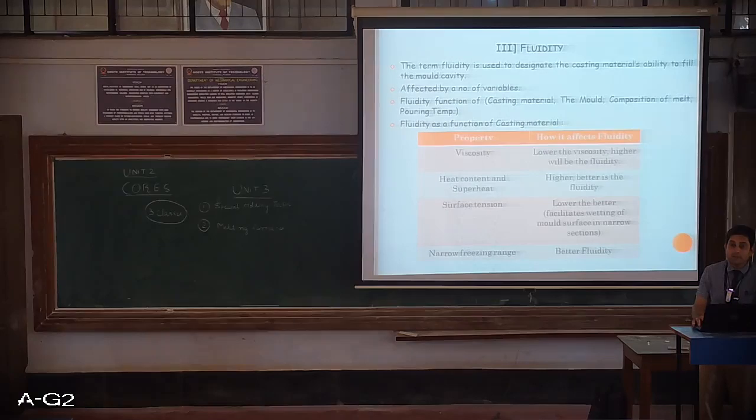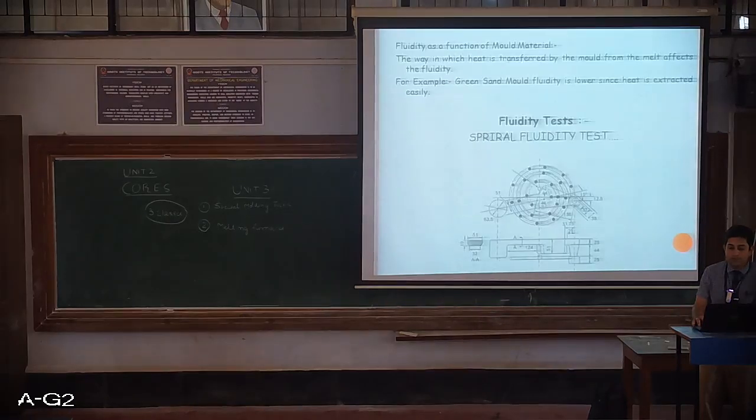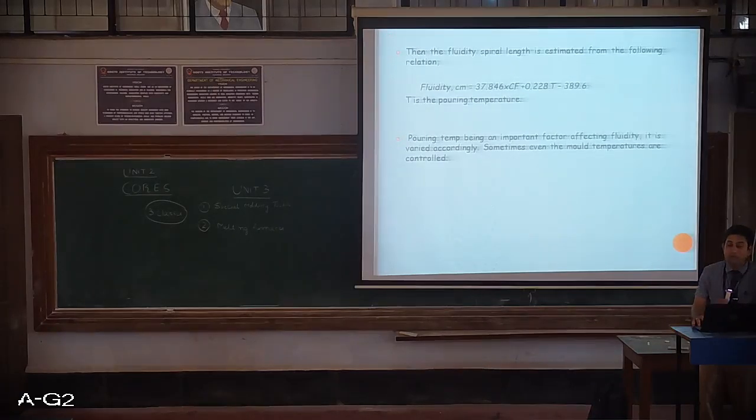Then we have discussed something called fluidity, and why it is so important in metal casting techniques: if enough fluidity is not there, then the mold will not get filled up with the metal. That's why fluidity is very important. We have discussed certain things related to it, and the test called the fluidity test, how it is done.